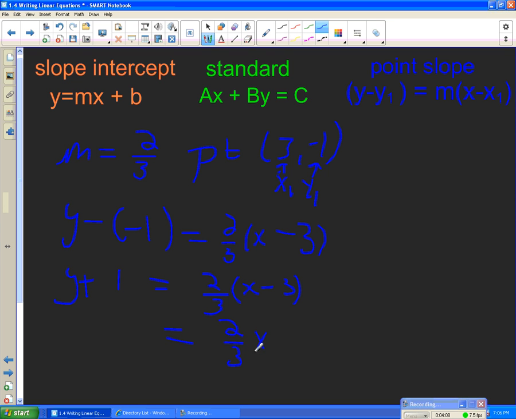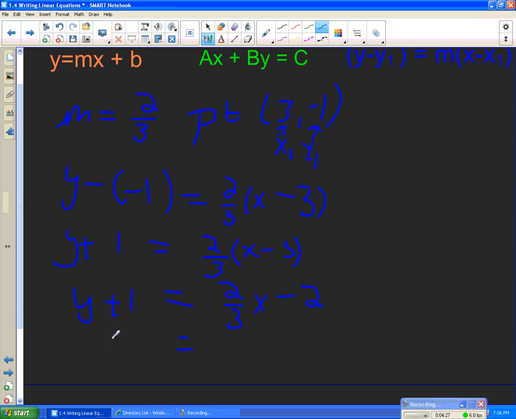And then 2/3 times -3 is just going to be -2. You can multiply across and get -6 because 2 times -3 is -6, and then 3 times 1 is 3, which will reduce down to -2. So I'll get y plus 1 on the right-hand side. And then all I have to do is subtract 1 from both sides, and I get y equals 2/3 x minus 3. And that is my answer.